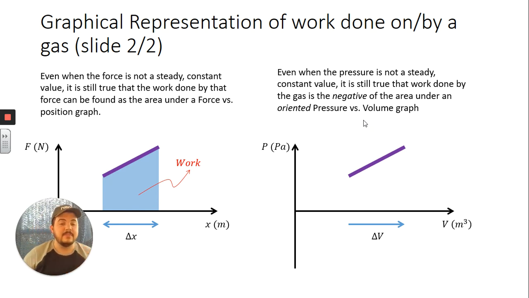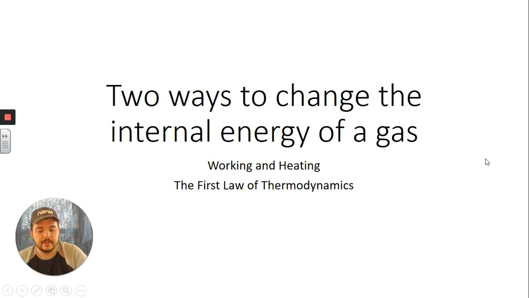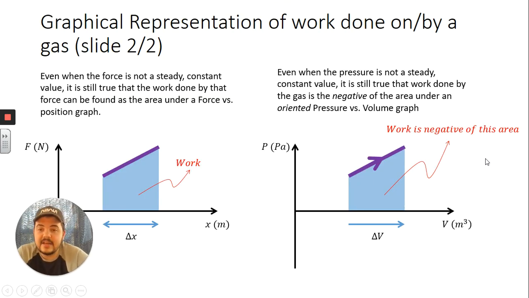Negative because as we expand, the gas is getting tired and losing energy, and oriented because we're going to care about whether it is the gas that wins and expands the piston in the cylinder, or the surroundings that win and the gas actually compresses. So here we're going to put our orientation arrow, shade in that area, and the work is the negative of that area. So that is the end of this video, talking about how we find the work that's done by a gas for pressure and volume, and talking about pistons and the pistons moving inside of the cylinder.